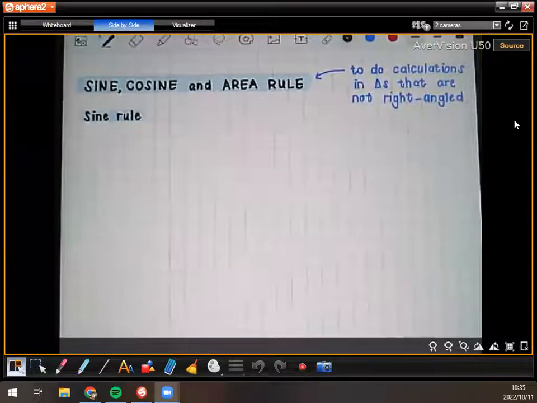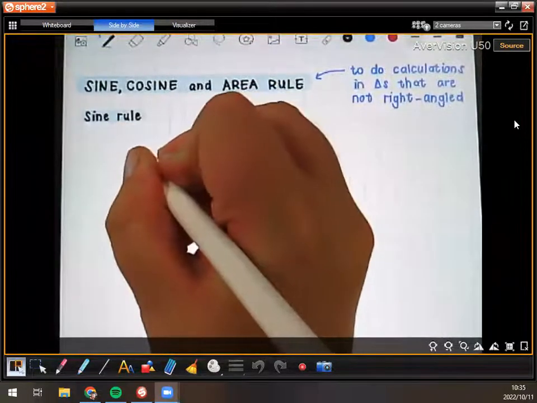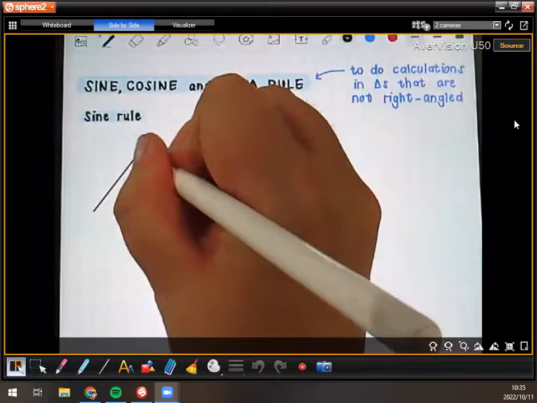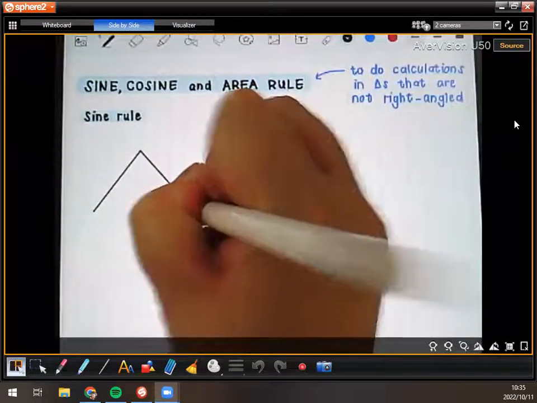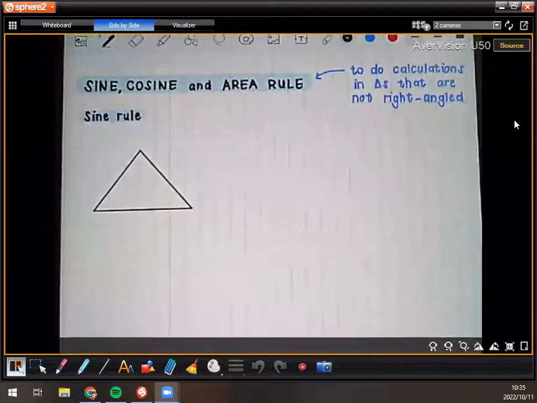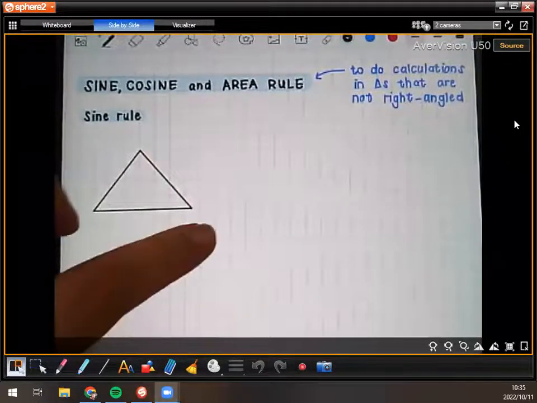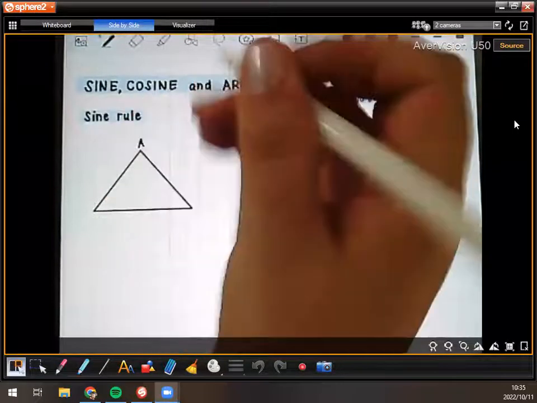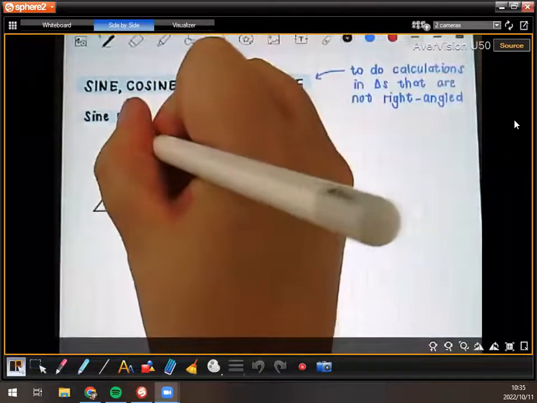So we're going to start with sine rule today. I'm just going to draw a triangle here. You can also just draw one. It doesn't have to be a specific type of triangle, but just draw it so that it's not a right angle triangle. If you have a right angle triangle, you're still going to work with sine, cos, tan as normal. Okay, so we're not replacing our normal trig ratios. We're just giving a way of working with triangles that are not right angles. So I'm going to call this triangle A, B, C.